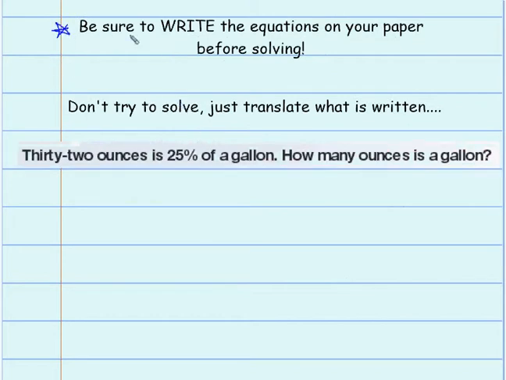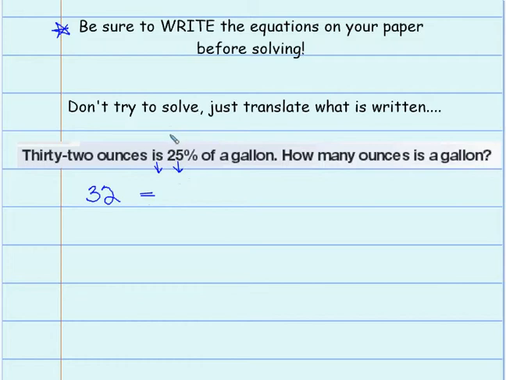Be sure to write the equations on your paper before solving. Also, don't try to solve, just translate what's written. Here's an example. 32 ounces is 25% of a gallon. How many ounces is a gallon? Okay, so we want to know how many ounces is in a gallon, and here's what they give us. 32 ounces, 32 is equals 25%.